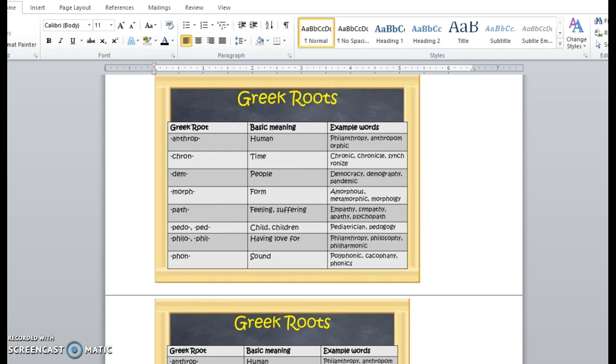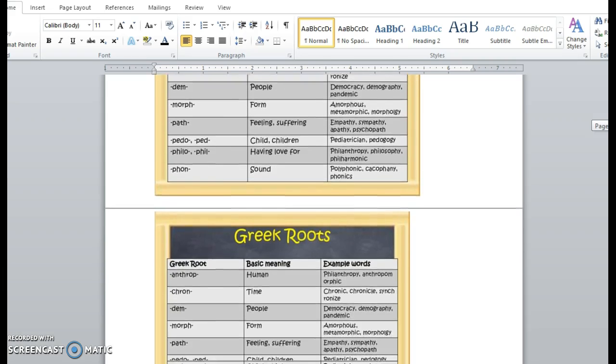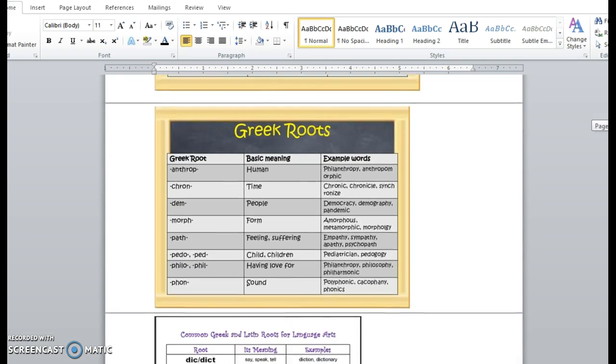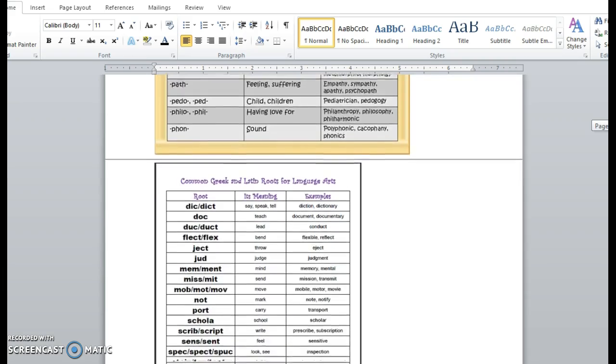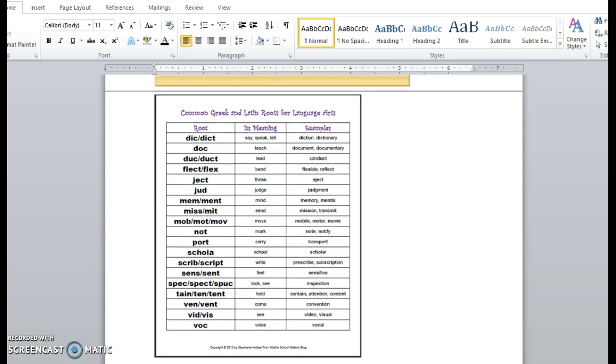So I have a few right here just for examples. These are what you're going to have, these charts. So I brought up a few just so you could kind of get a feel for what they are and see the way that the charts are made. So they give you the root right here. They give you the meaning of the root. And then they also give you examples of words that use that root.